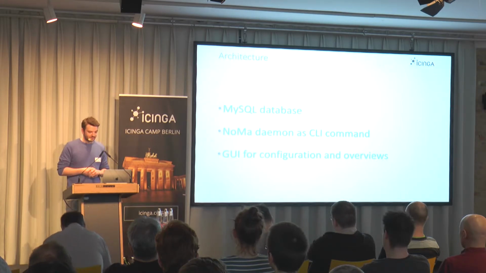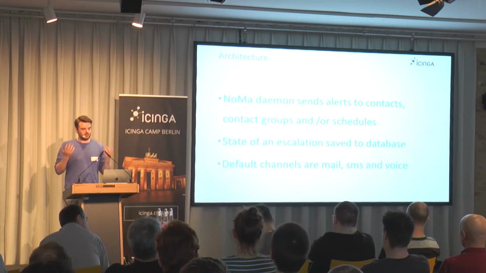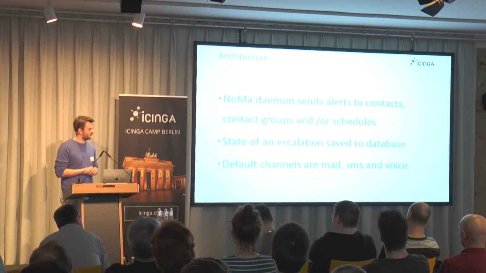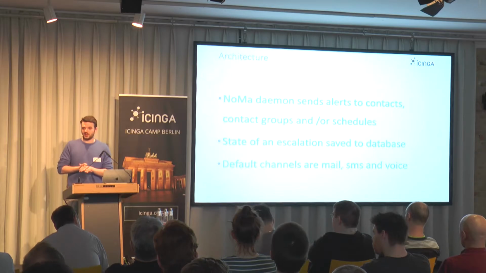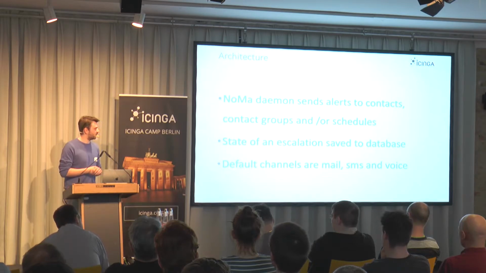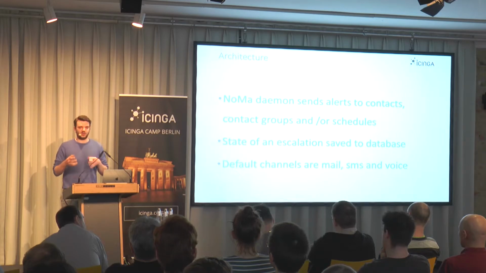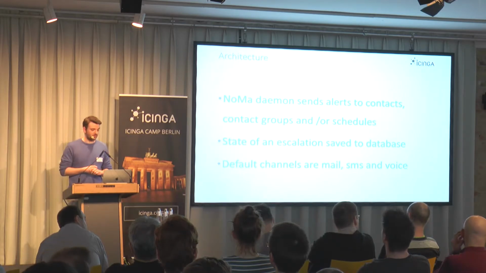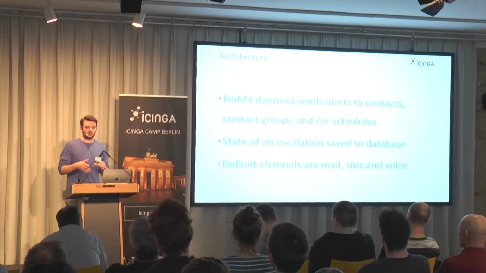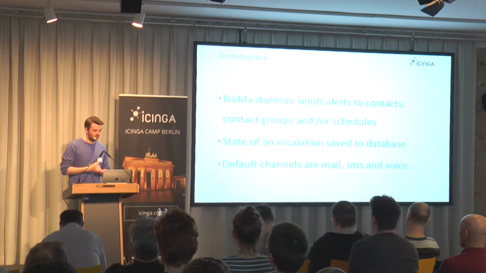in our GUI. So the Noma daemon, basically, if it reaps the events and detects incidents, it alerts contacts, contact groups, or so-called schedules, which I have already mentioned. So Icinga just forwards all events to Noma, and Noma takes care of sending all those notifications. The state of an escalation is saved to a database, so if you restart the Noma daemon, the state is recovered, and notifications are not sent out twice, for example.